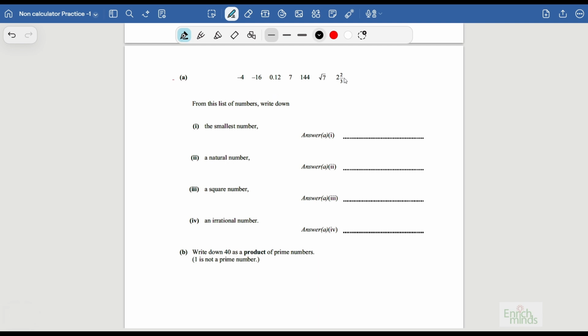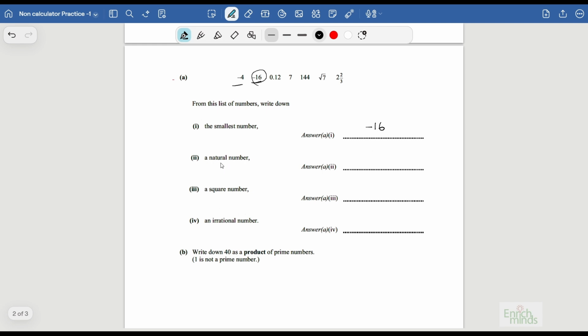These are the list of numbers given to us. From this list, we need to write down the smallest number. On the number line, the negative numbers are the least, so they are smaller. The number which is further to the left side on the number line is the least of them. We can check between -4 and -16 which is smaller, or the number which occupies the leftmost position on the number line, which is -16. So that's the smallest of them all.